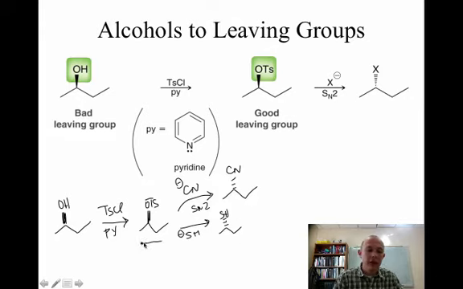The advantage to tosylates is that these compounds are isolable. So we can make it, isolate it, put it in a bottle, store it, and then use it at a later date.